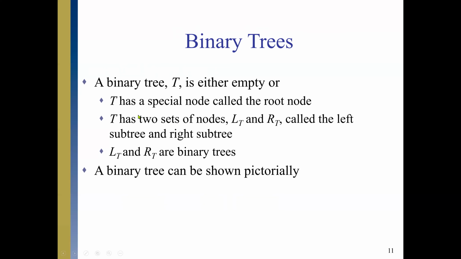The LT will stand for the left child or the left node, and then the RT will stand for the right child or the right node. So we call these again the left subtree and the right subtree. So the left and the right are also binary trees. Again, we will see the concept in the diagram in a few seconds. So a binary tree can be shown as following.